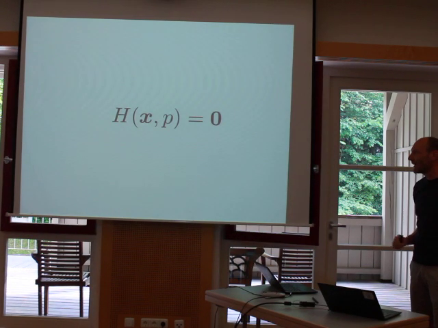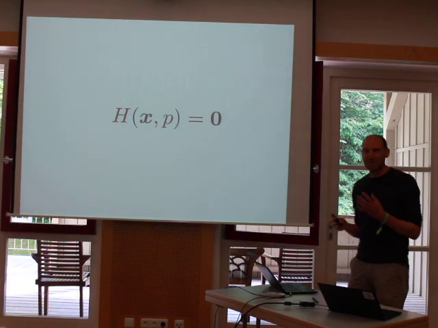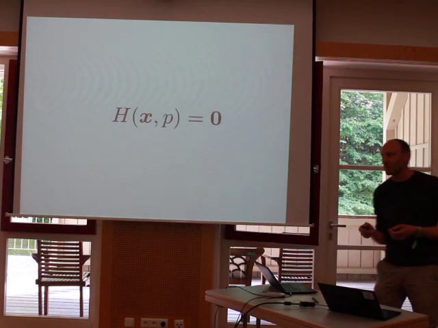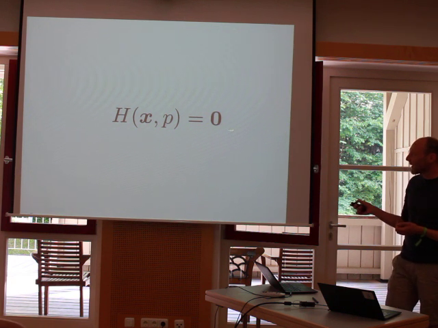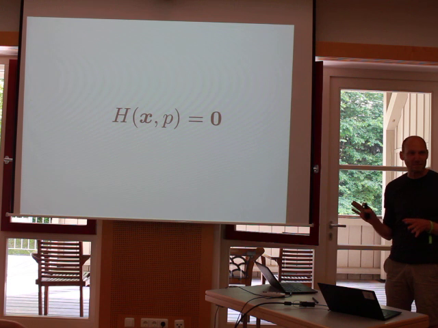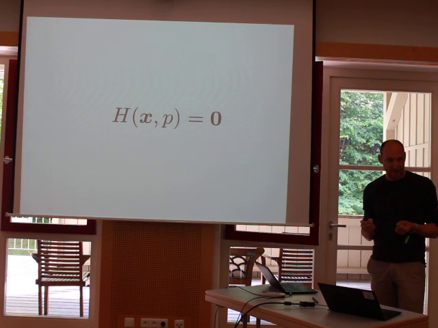H of x and p is equal to 0. X is something that describes your system, your gate, your initial conditions, all that stuff. It's typically a large vector, high dimensional. That 0 back here is also a vector, and the number of dimensions of x and 0 are the same. So the number of equations is equal to the number of x's that we have.